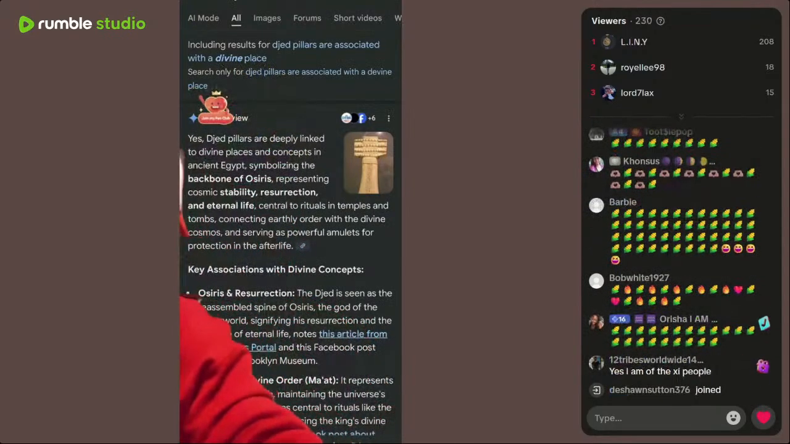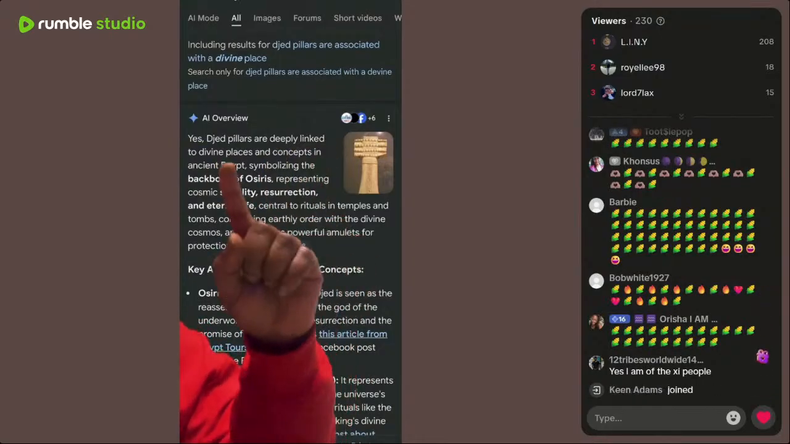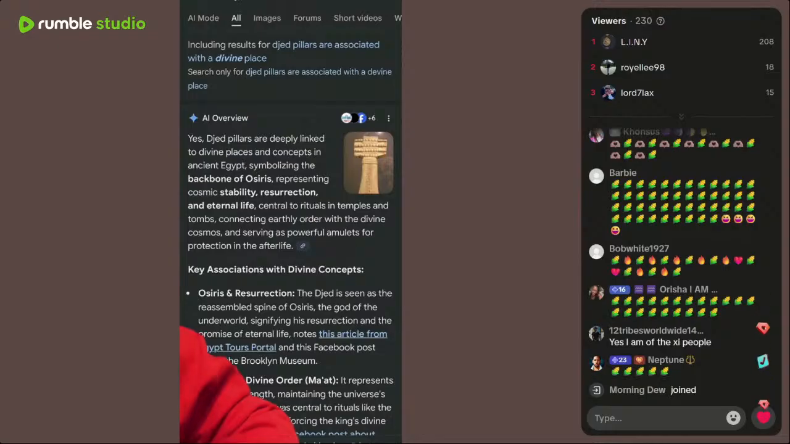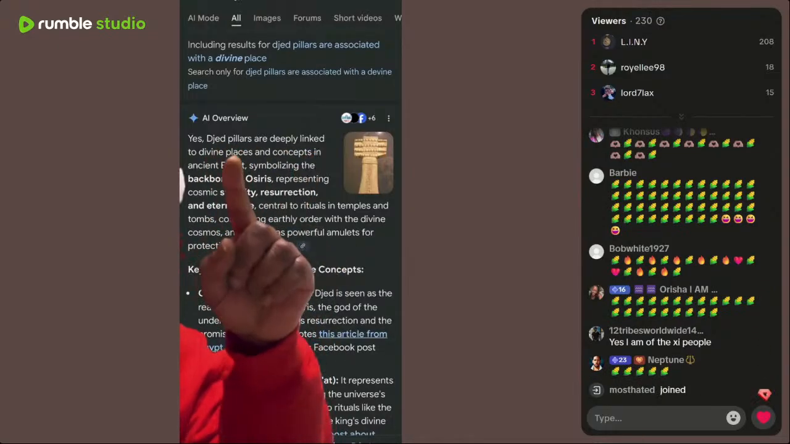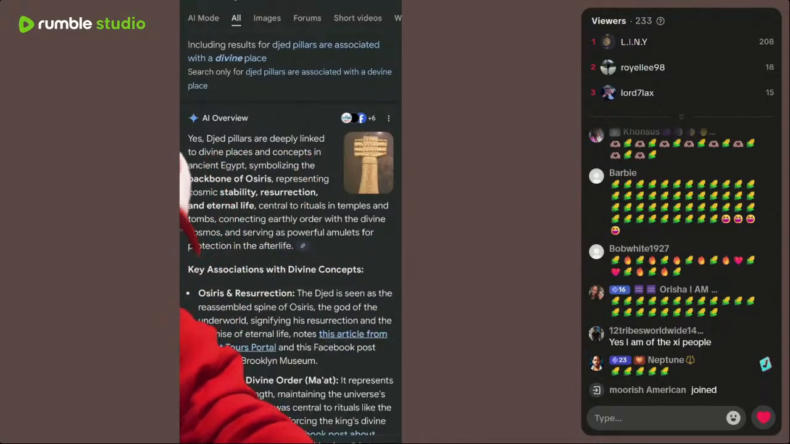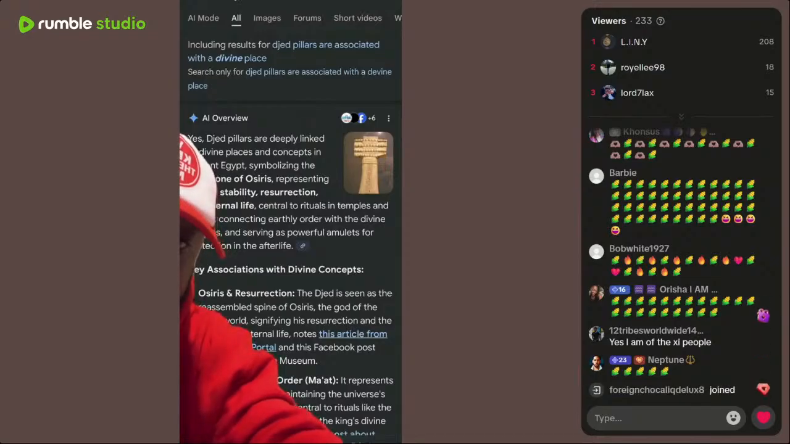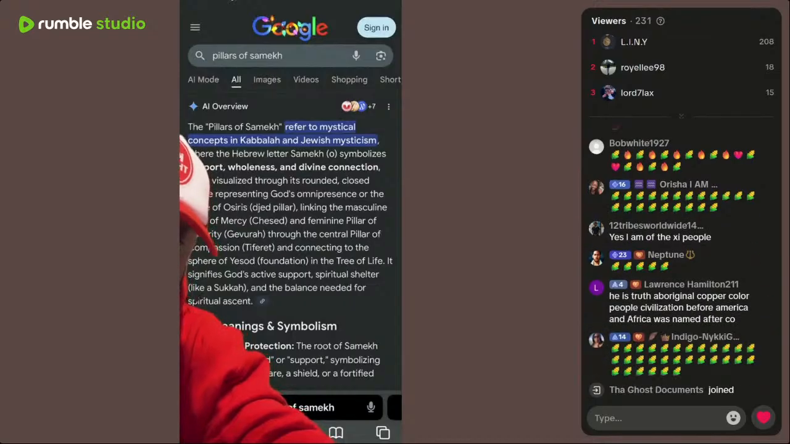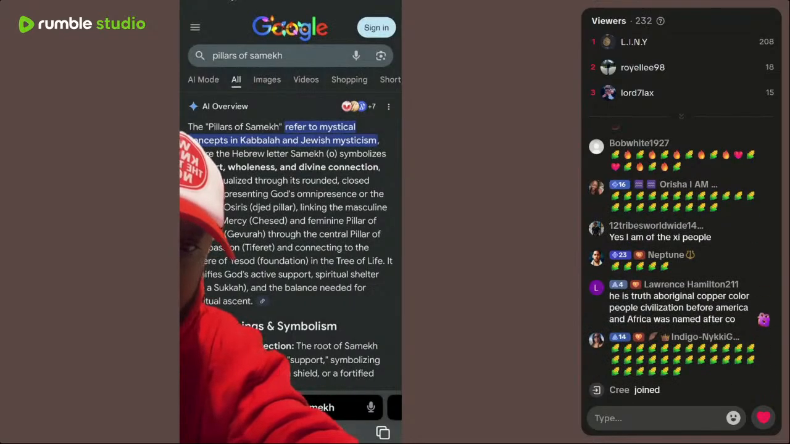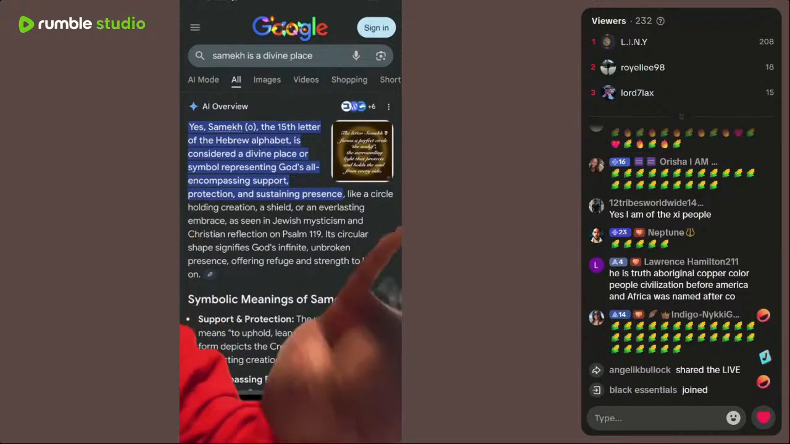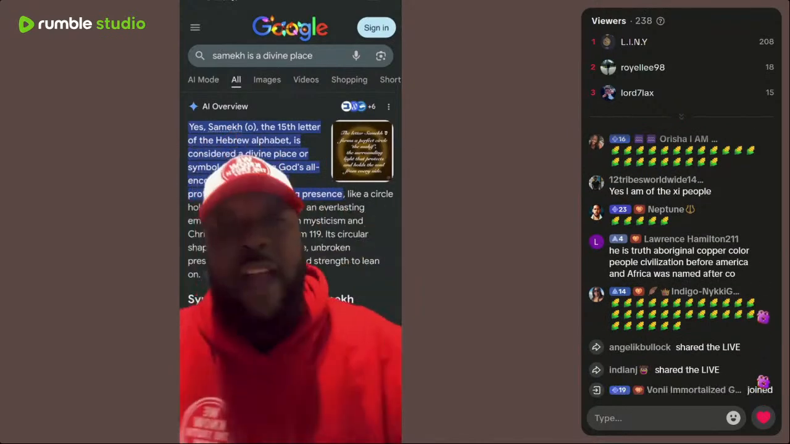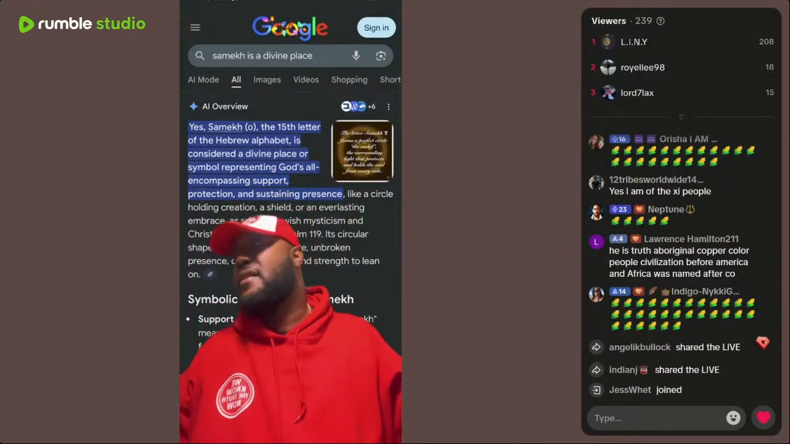We not done. Deeply linked to divine places and concepts in ancient Egypt. The Djed pillars are linked to divine places. Let's go back to Semek. Divine places, Semek. Okay, Mississippi divine.